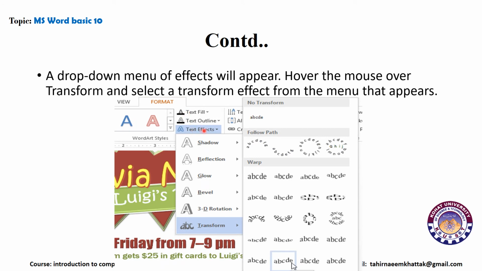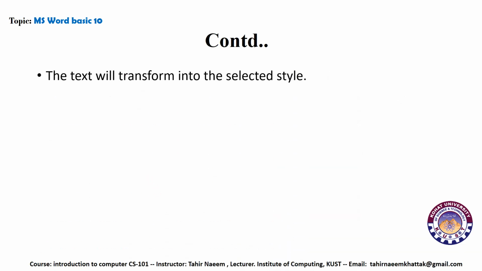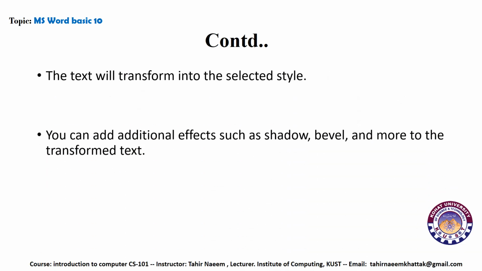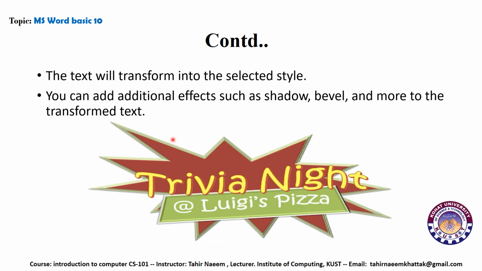Here, as you can see, I have clicked on the text box, and these are different types of options which became available to us. The text will transform into the selected style. We can add extra special effects such as shadow, bevel, and more to transform text. As you can see here, we have selected a style, and it is automatically updated.